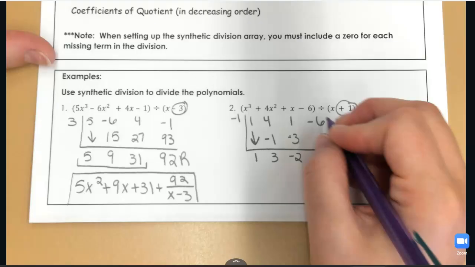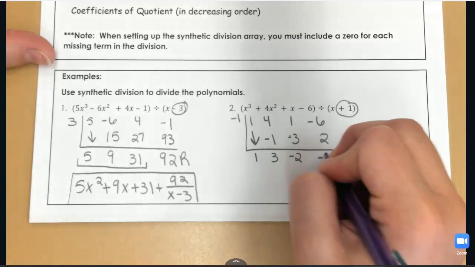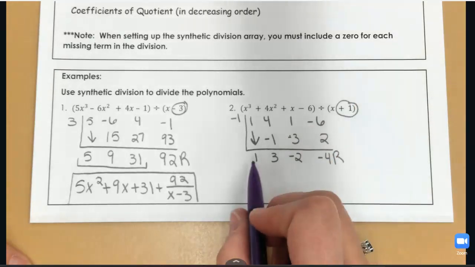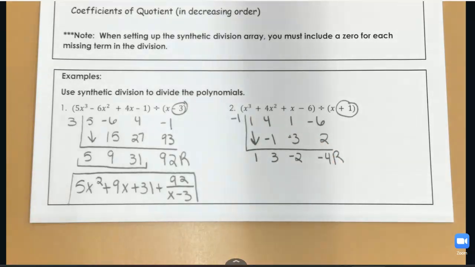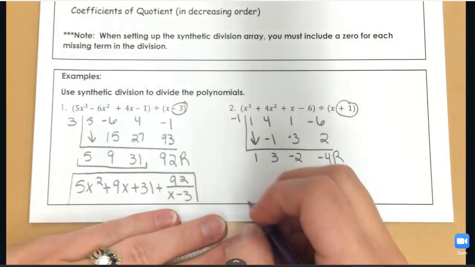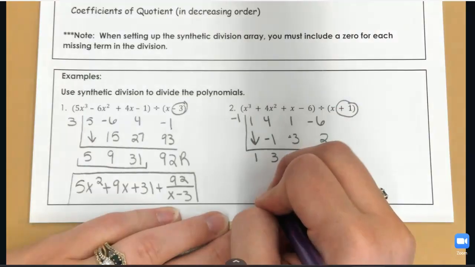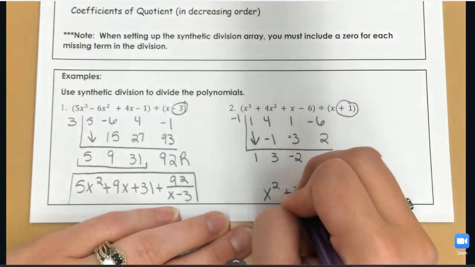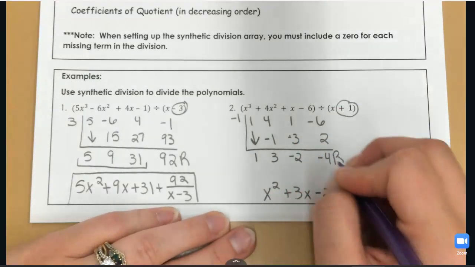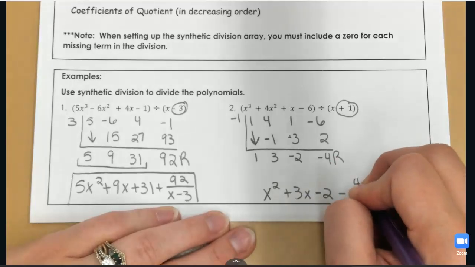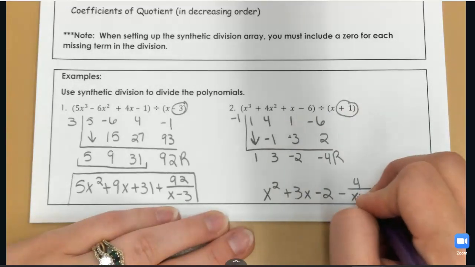-2 times -1 is +2. -6 plus 2 is -4. That's my remainder. These are now my coefficients. Again, I'm going to start with x squared because that's 1 less than my initial power. So x squared plus 3x minus 2. Then my remainder, -4 over x plus 1.